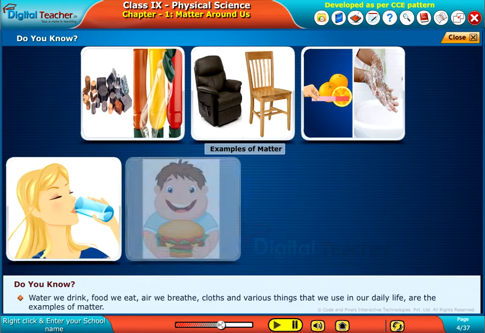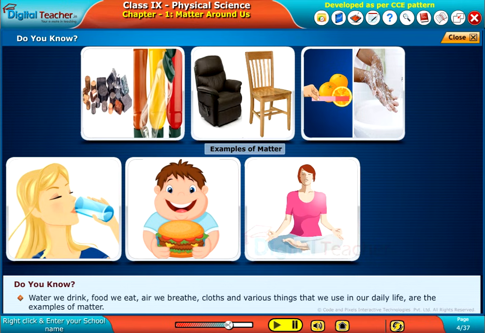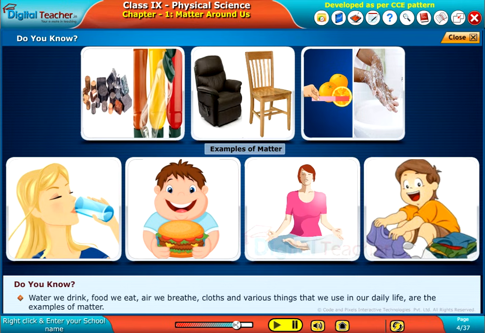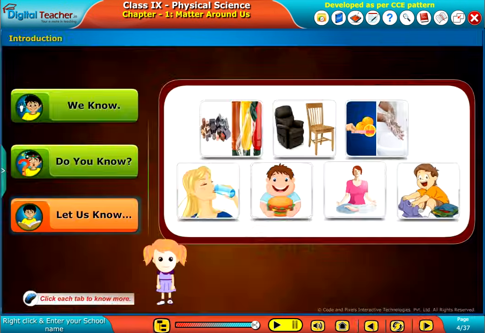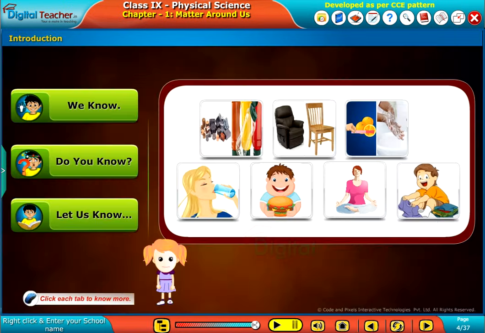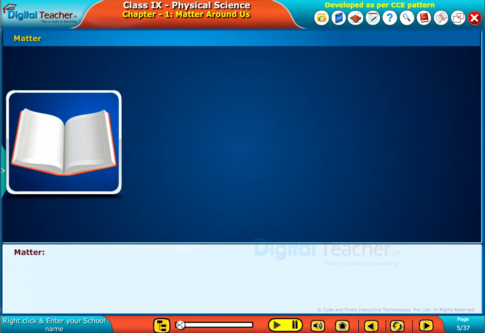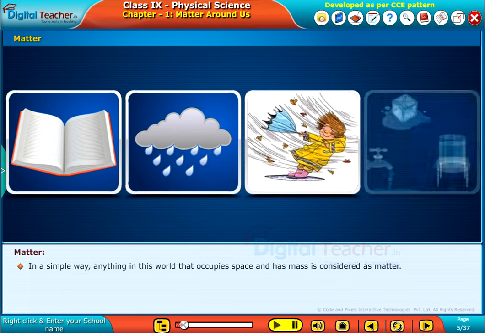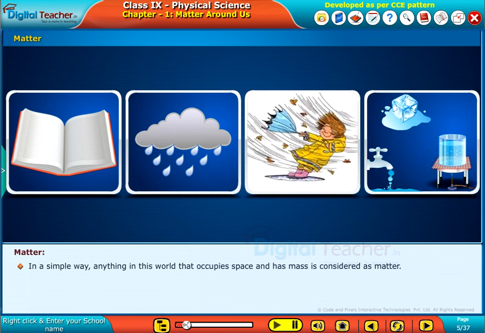Water we drink, food we eat, air we breathe, clothes and various things that we use in our daily life are the examples of matter. Let us know more about the concept of matter scientifically. Matter: in a simple way, anything in this world that occupies space and has mass is considered as matter.